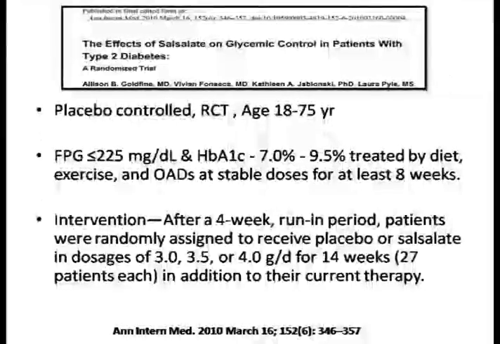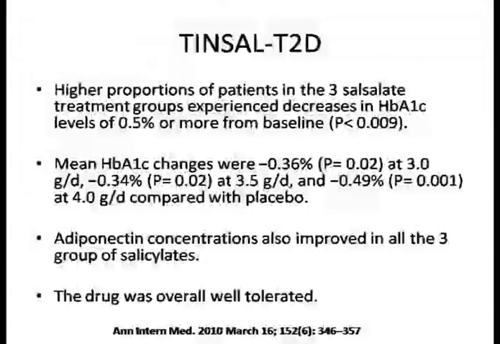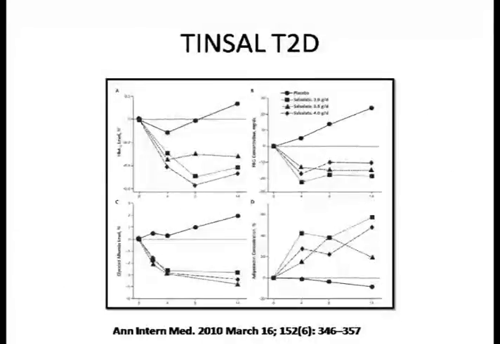Then subsequently, there have been a lot of publications. This was a type 2 diabetes placebo-controlled, randomized controlled trial in patients 18 to 75 years, with fasting plasma glucose less than 225 and HbA1c 7 to 9.5. After 4 weeks of intervention, where salicylates were used in gradually increasing doses of 3, 3.5, and 4 grams, there was an HbA1c reduction of around 0.5%. There was an increase in adiponectin, and the drug was overall well tolerated. One can appreciate the decrease in HbA1c with 3, 3.5, and 4. As we increase the dose, more HbA1c reduction was there.